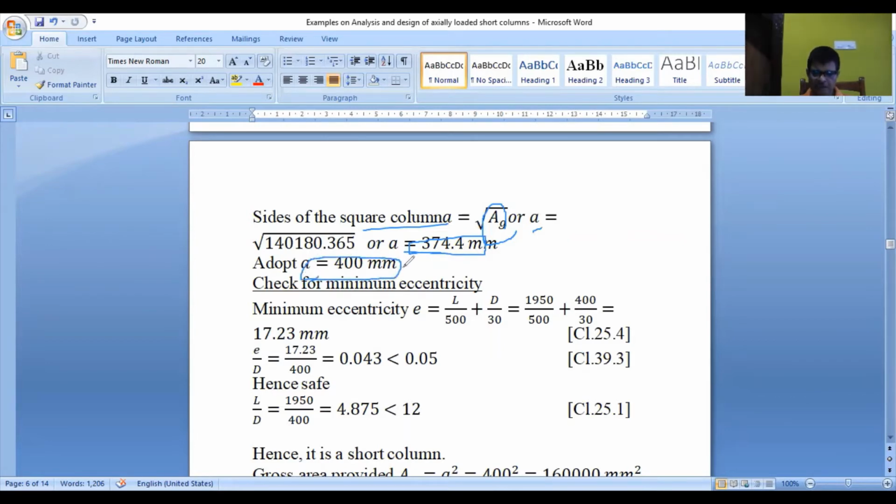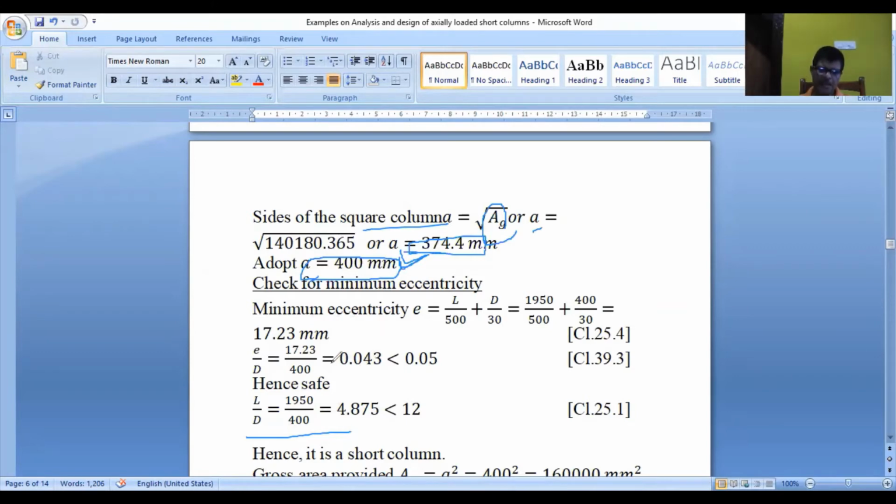Now, once you find this dimension of the cross section, check the minimum eccentricity as well as whether it is a short column or long column. Both things should be checked, because the minimum eccentricity shall be satisfied, and the effective length by least lateral dimension shall be less than 12. So it will be a short column, and we can use that formula to find the steel area.